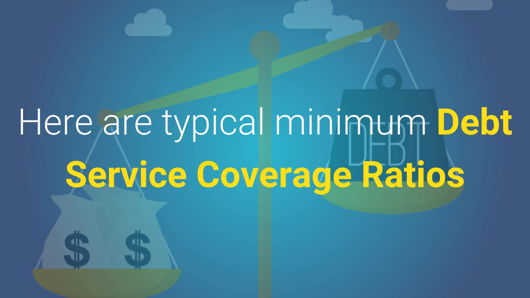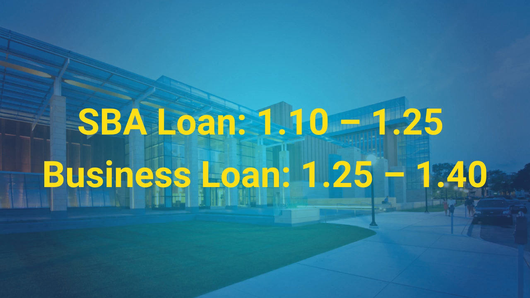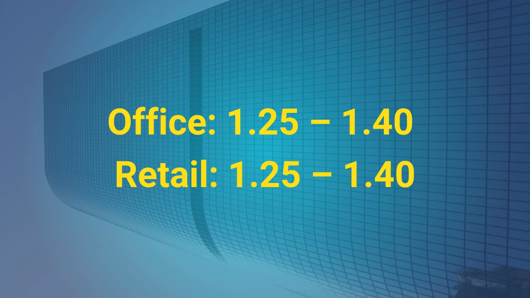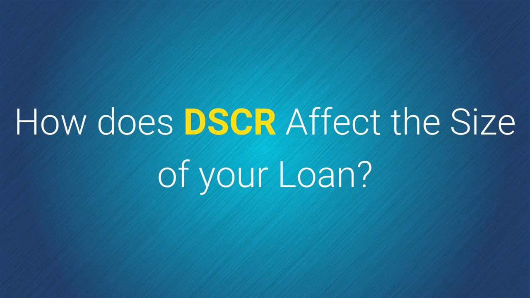Here are typical minimum debt service coverage ratios for business or commercial properties. SBA loan 1.10 to 1.25, business loan 1.25 to 1.40, office 1.25 to 1.40, retail 1.25 to 1.40, apartment loan 5+ units 1.20 to 1.35, self-storage 1.25 to 1.35.